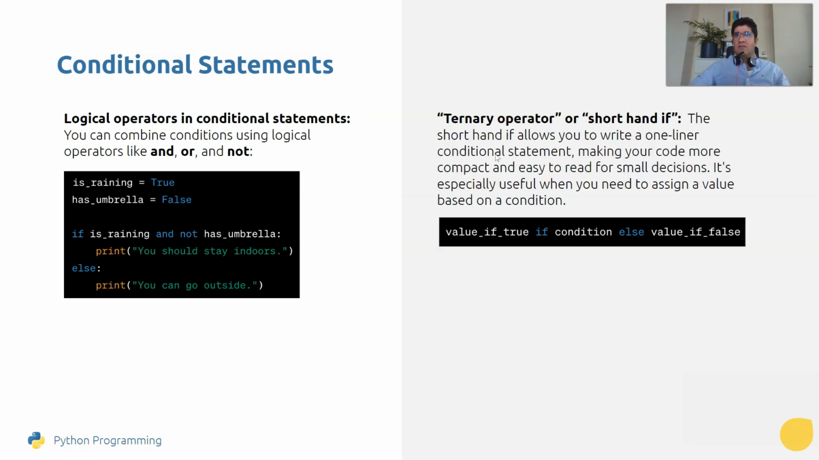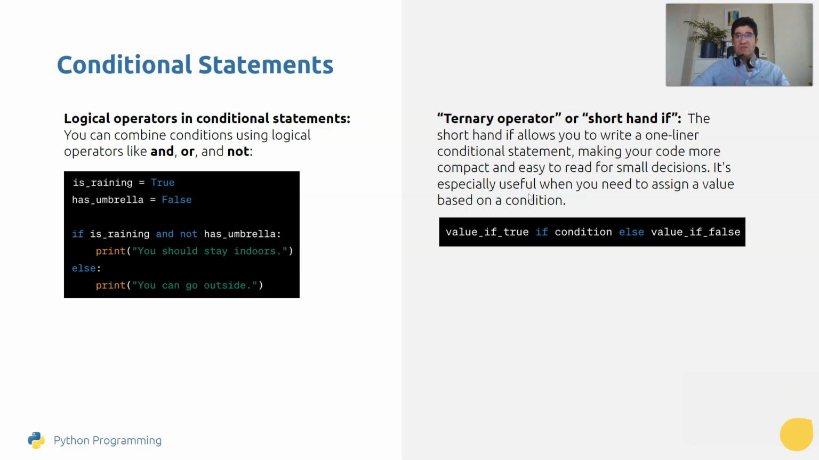We have a ternary operator, or shorthand if, and it is really useful, especially when you want to assign a value or when you want to run an operation based on a condition. So this statement is a short version of the if statement and makes the code more compact and easy to read for small decisions.